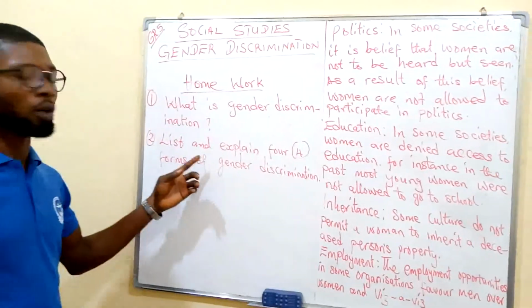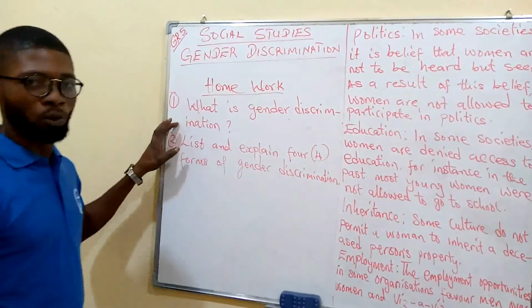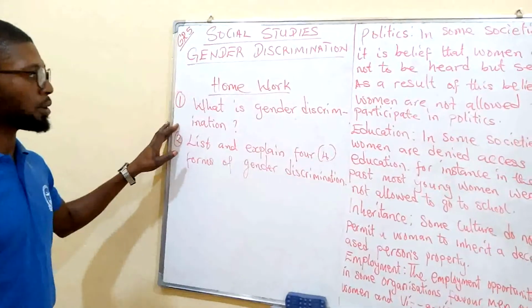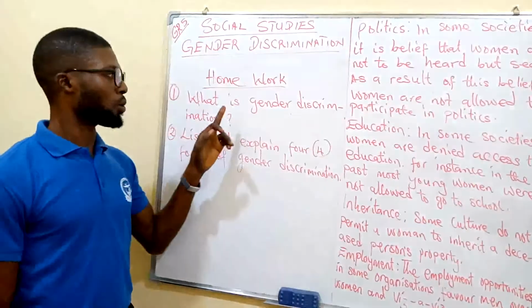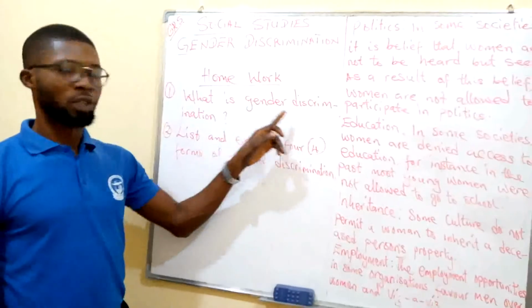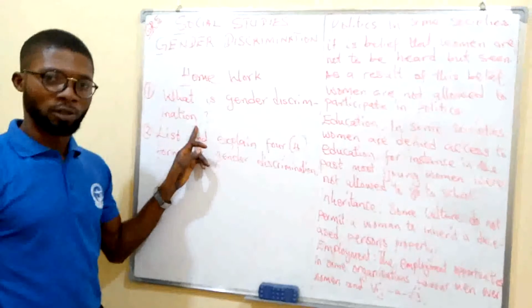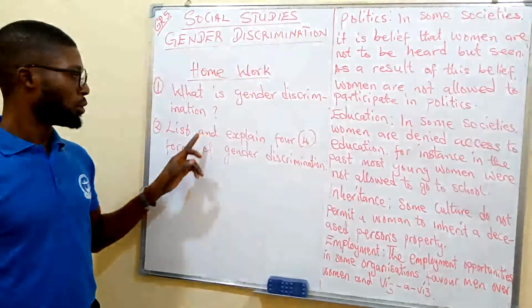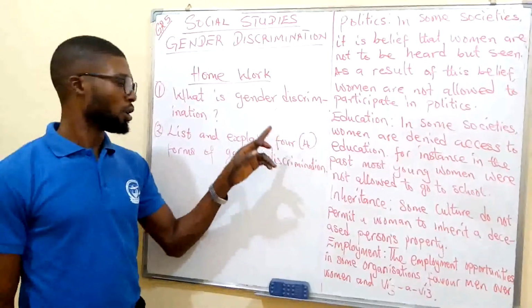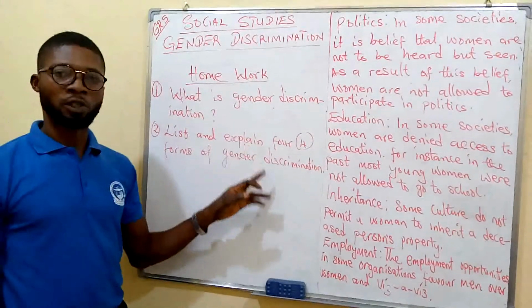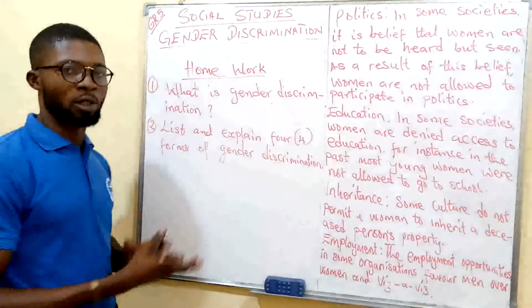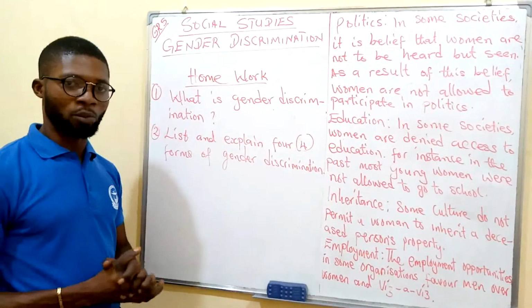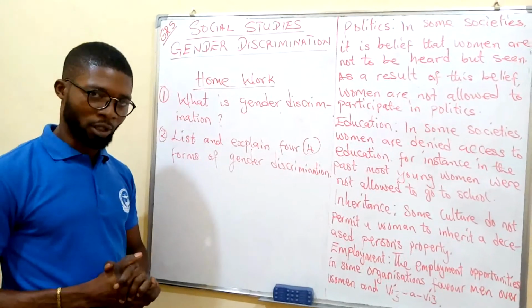In our homework, we are looking at what? 2 questions here. So you are expected to do what? Tell your teacher what you understand by gender discrimination. After that, you list and explain 4 forms of gender discrimination. So please do this homework and submit to your teacher.